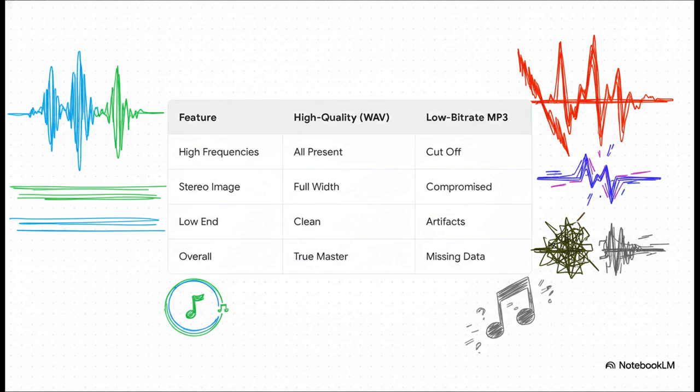See, MP3s use something called destructive compression. To make that file smaller, the algorithm literally just chops off the highest frequencies. That's your air, your shimmer. It's just gone. Not only that, the stereo image can get weird and narrow, and you can get these gross, muddy artifacts in the bass. You're basically trying to compare your mix to a broken version of the song.